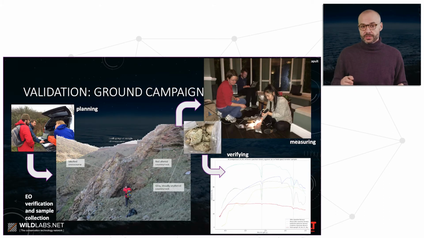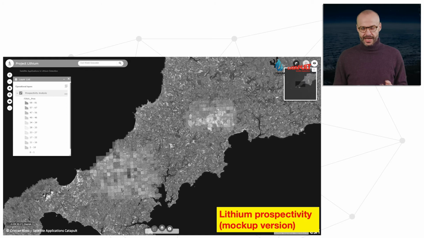There was a validation done within this feasibility, which meant going on the ground and validating fault lines, validating mineral alteration, validating basically all the proxies. This is very important to gain confidence in our product. And the final product, which looks something like that, that's actually a mock-up version. There are different squares here that relate to the lithium probability.